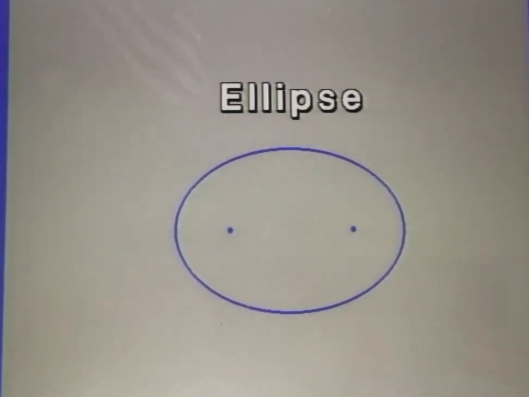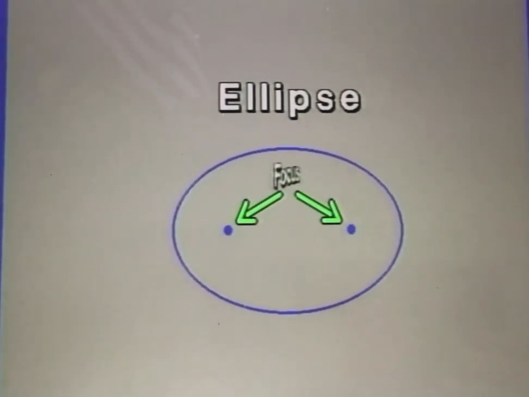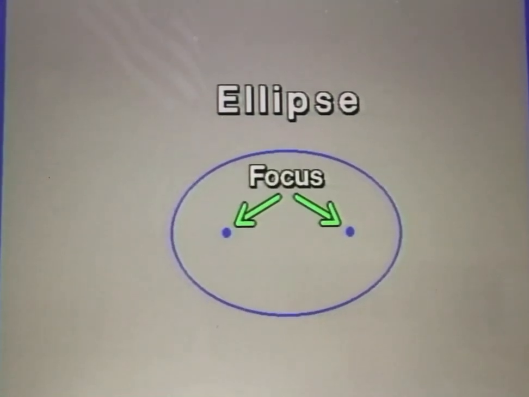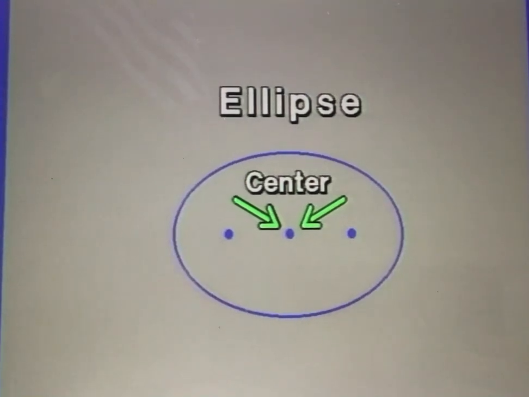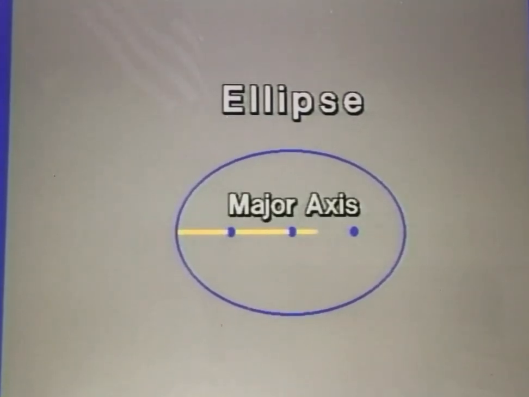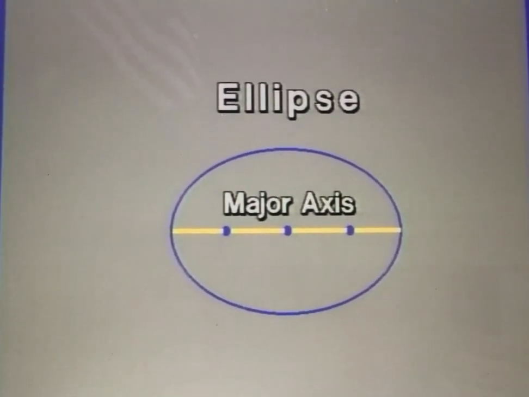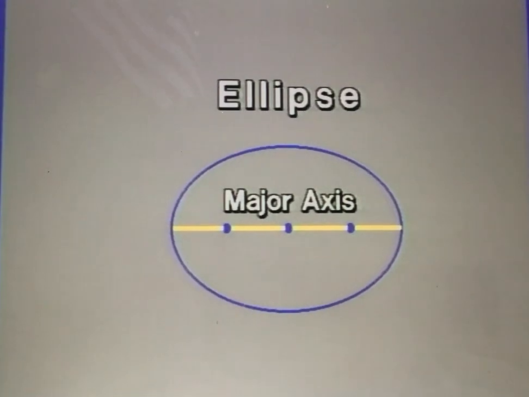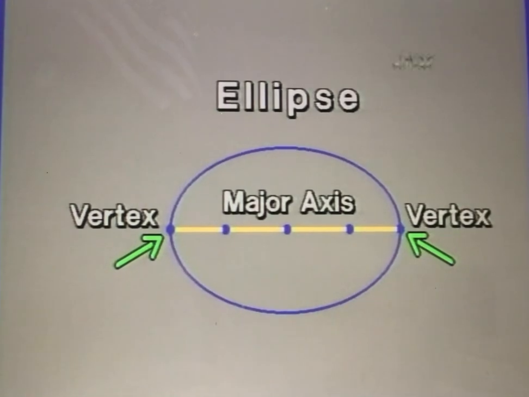Well, let's talk about some terminology. The two points that were designated as the nails are called focus points, and the plural of focus is foci. If we identify a point right in between the two focus points, we're identifying the center of the ellipse. Now, a segment that goes through the ellipse and actually connects from one end to the other, but containing the center and the two foci is a major axis. At the end of the major axis, there are 2 points called vertex points or vertices.